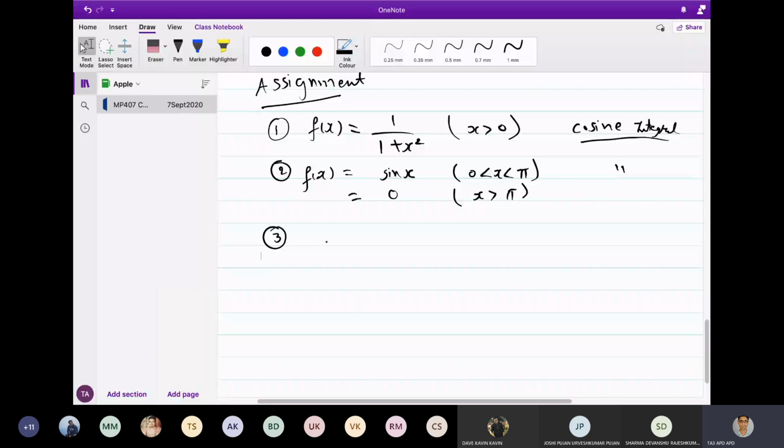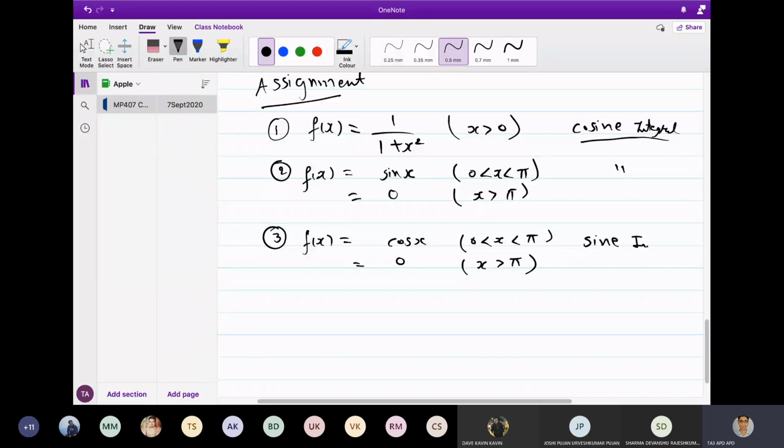Now let's take a couple of examples for Fourier sine integrals. f of x equal to cos x, and then you will have 0 less than x less than pi. Otherwise, this is going to be equal to 0 for x greater than pi. So now this is going to be the Fourier sine integral.